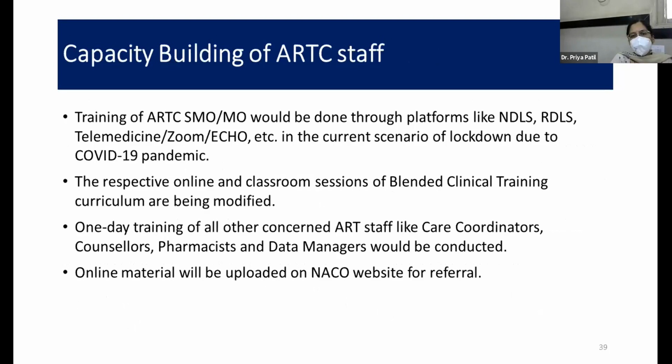Capacity building of ARTC staff and training of ARTC SMOs would be done through platforms like MDACS, RDLS, telemedicine, etc. in the current lockdown situation. Respective online and classroom sessions of blended clinical training are being modified. One-day training of all other concerned ART staff like care coordinators, counselors, pharmacists, and data managers will be conducted, and online material will be uploaded on the NACO website for reference.